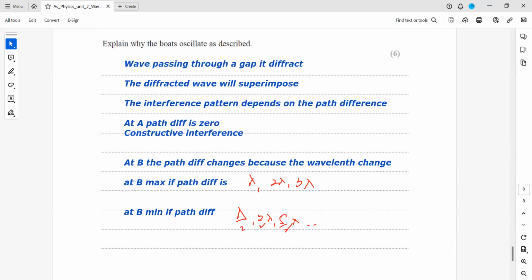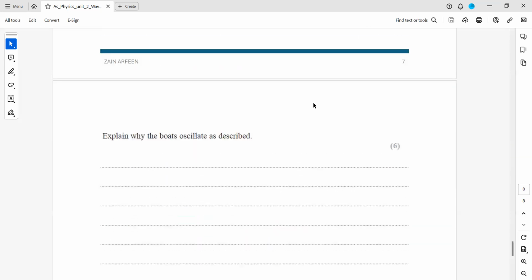So how the marks are distributed: you mention the wave passing through a gap, interference or superposition, then there is no path difference for A, and it will always be a constructive interference. For B, the path difference changes as the wavelength changes. It will be maxima if the path difference is a multiple of the wavelength, and if it is a fraction of the wavelength, then it will be minima. Is it clear? This was the last question from the pop quiz of waves.